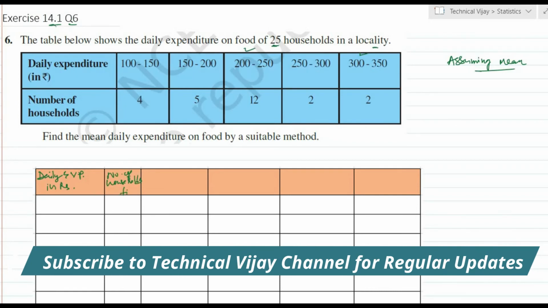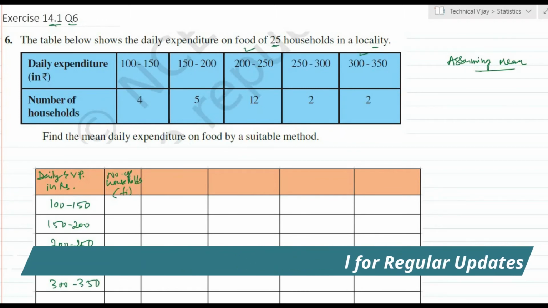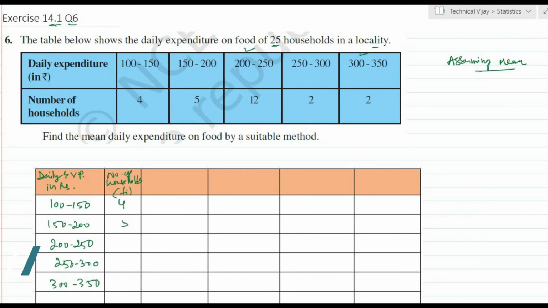This is fi. Here the classes are 100 to 150, 150 to 200, 200 to 250, 250 to 300, and 300 to 350. The numbers of households are 4, 5, 12, 2, 2. Xi I will write. Xi is equal to what? Xi equals upper class limit plus lower class limit divided by 2, that is 100 plus 150 divided by 2, which is 250 by 2, equal to 125.